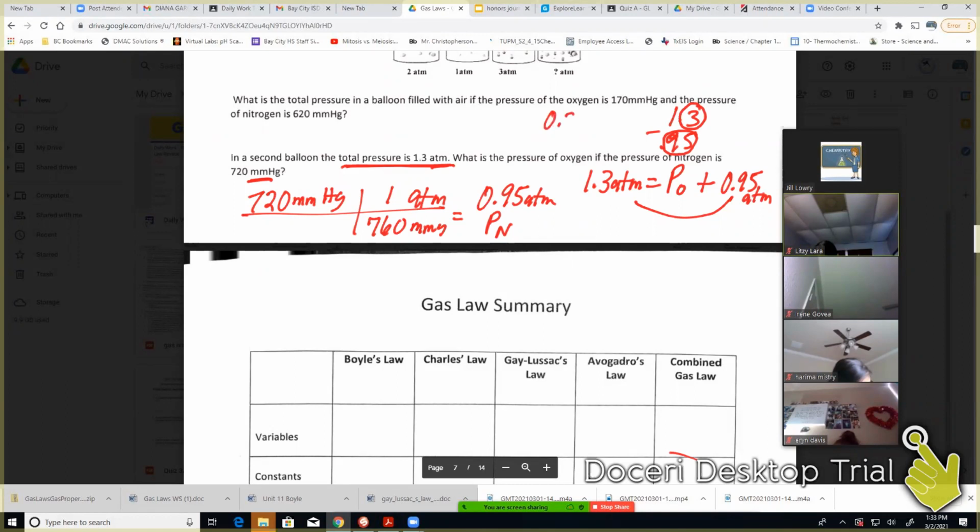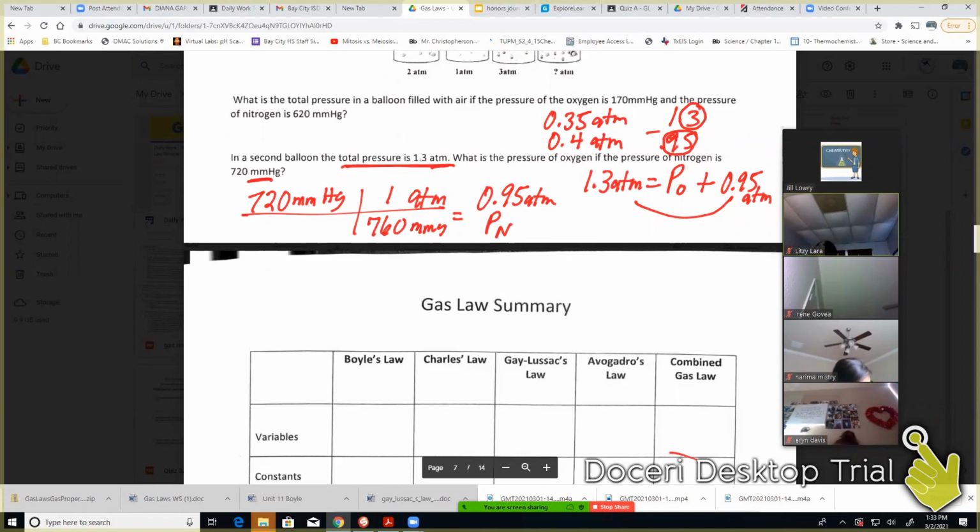So although you get 0.35 atm in your calculator, you would have to round, and get your point perfect. And that would be your answer. So that one is definitely different than what we've been doing. And both of those are on your pink sheet, if you want to mark them on there.